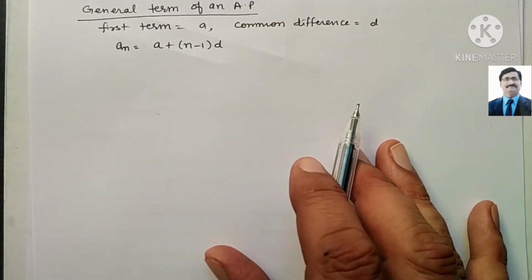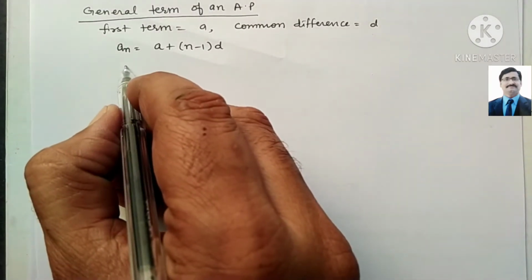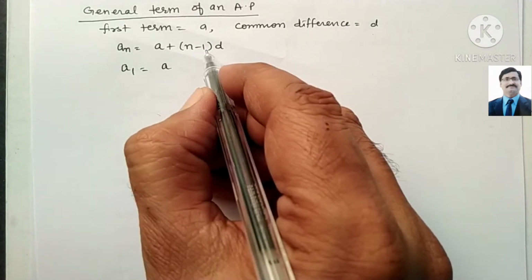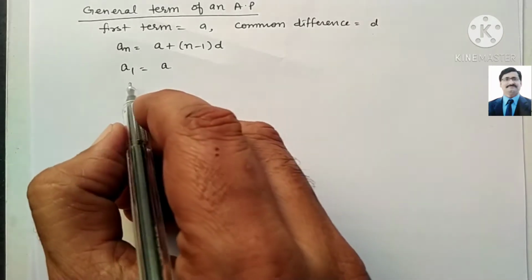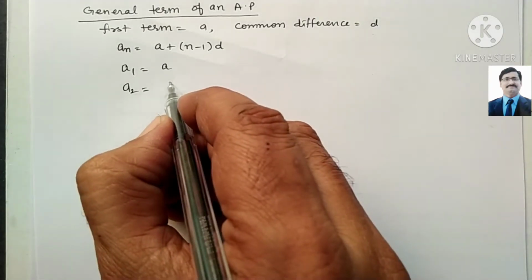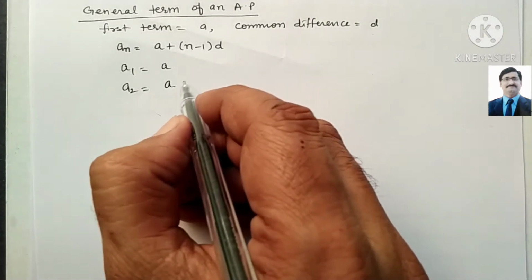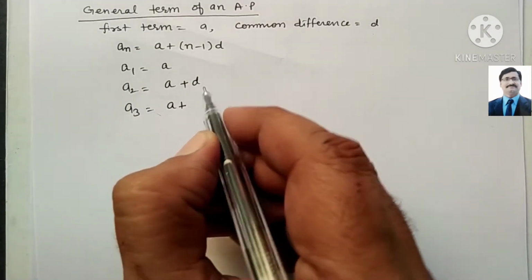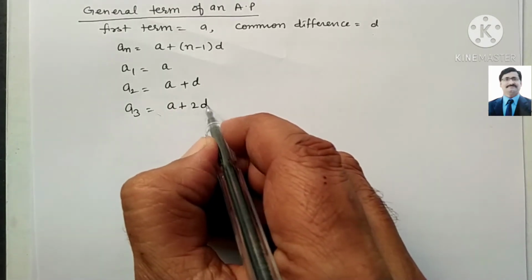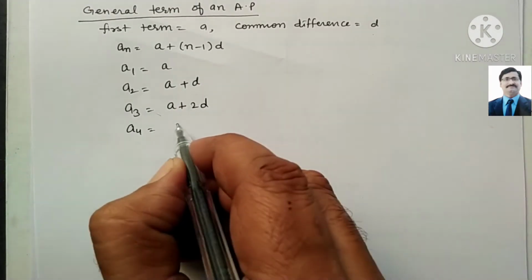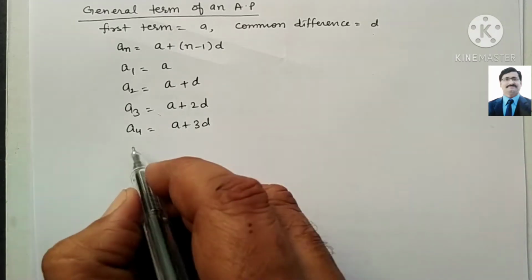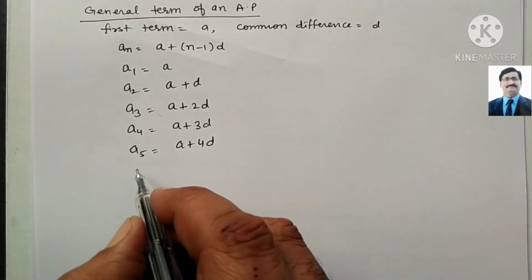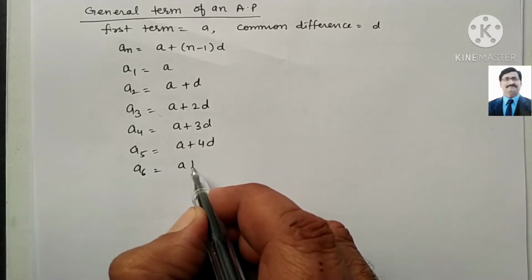Look here, if we have to write the terms: the first term we write only A, because 1 minus 1 is 0, and 0 into D is 0. The second term we can write A plus D, because 2 minus 1 is 1. The third term is A plus (3 minus 1) D, which is 2D, and the fourth term is A plus 3D. Okay, the fifth term is A plus 4D, and the sixth term is A plus 5D.